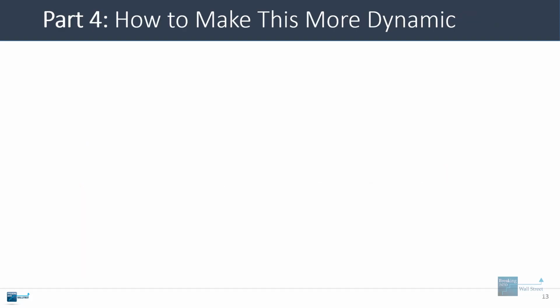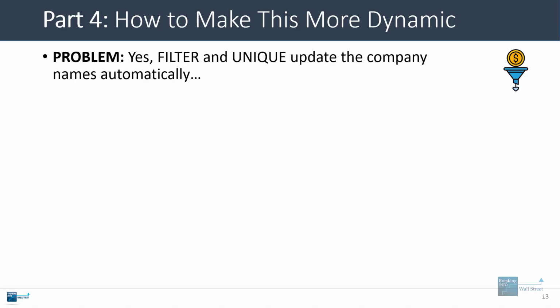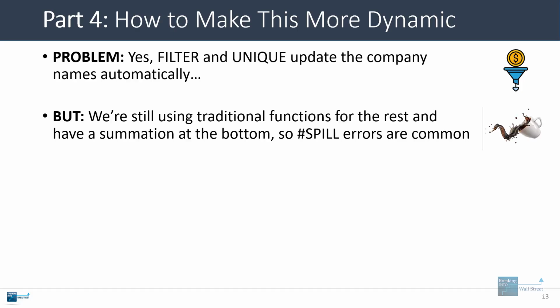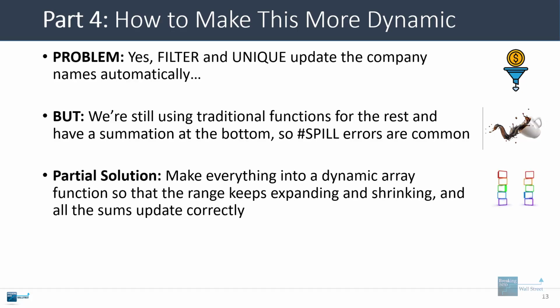So we're almost done. I do want to cover one last topic though, which is how to make this even more dynamic. Filter and unique are good because they can update the company names automatically, but one issue is that we're still using traditional functions for the rest, and we still have a normal summation at the bottom, so we could still get some spill errors here. One solution here is to make everything into a dynamic array function so that the range keeps expanding or shrinking and all the sums and all the other formulas update correctly at the same time.